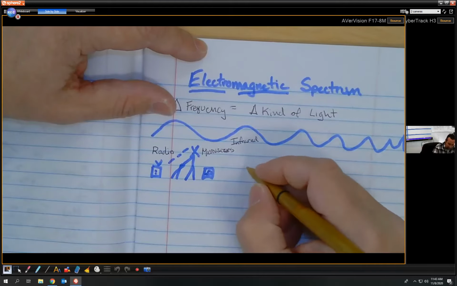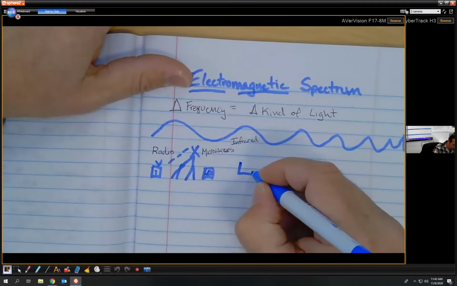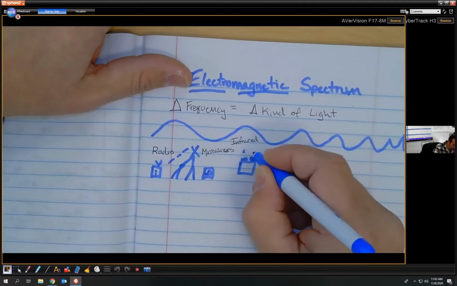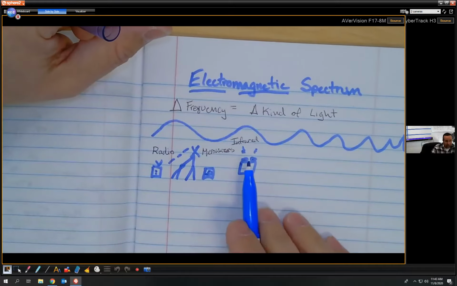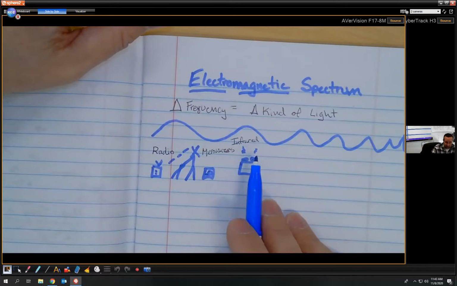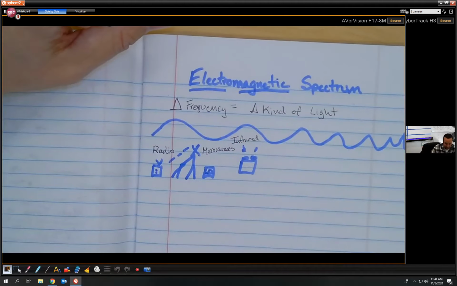Now, infrared we use for things like cooking. So let's say you've got your stove top here. You've got yummy things cooking and sizzling there. Another thing that you might see or you should know about infrared is it's actually heat. It's like for heat vision. Anytime you see anything like that, that's really just infrared light.